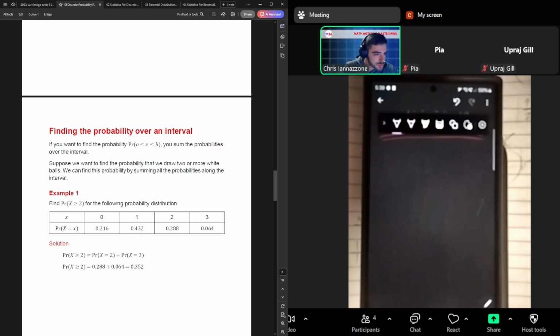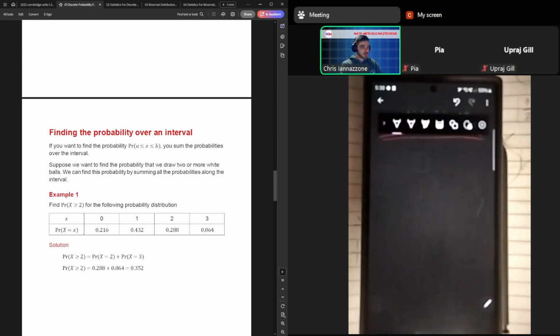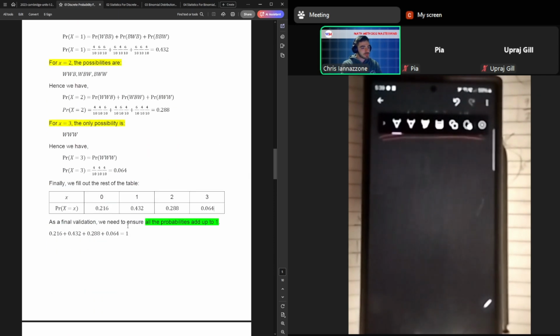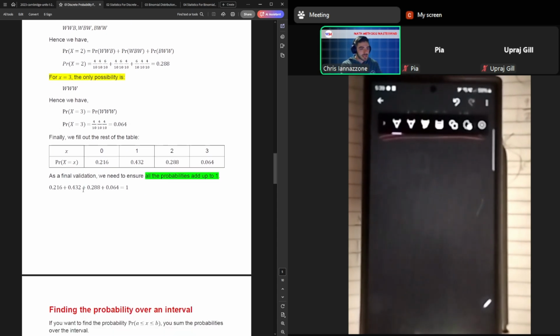Okay, probability over an interval. So what we just did was fill a table up and figure out the probabilities of any given outcome occurring. So if I said find the probability that x was equal to 1, it'd be this. Right, it's just directly look it up on the table. We've done good.